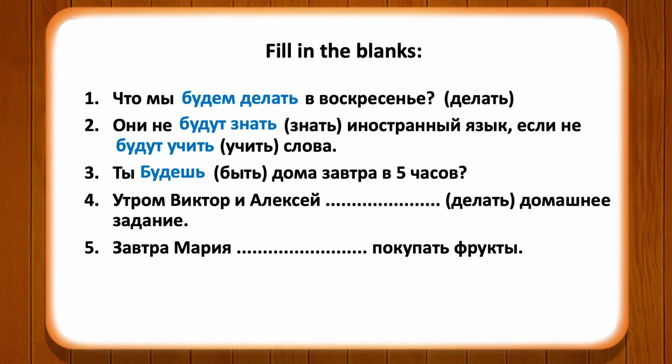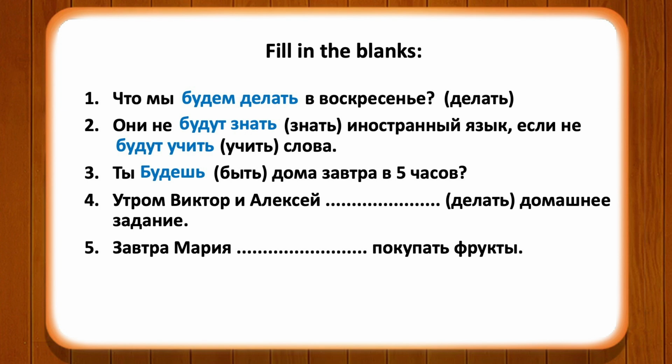In the next sentence, you have to use the appropriate form of the verb быть to make the sentences in future tense. Let us see. Утром Виктор и Алексей делать домашнее задание. The verb делать has to be used in future tense. The form of the verb быть will be according to the subject. In this sentence, the subject is Виктор и Алексей.